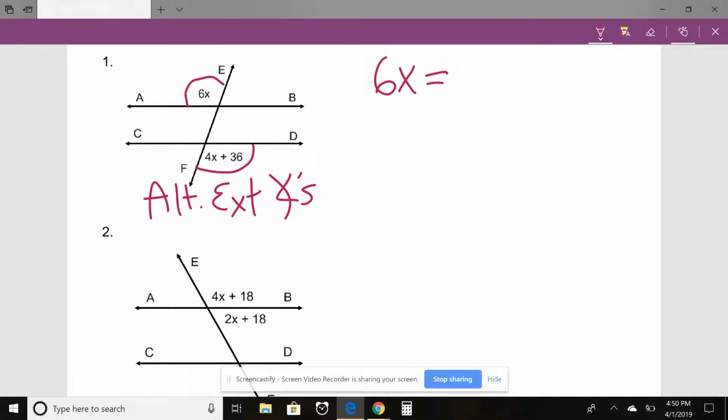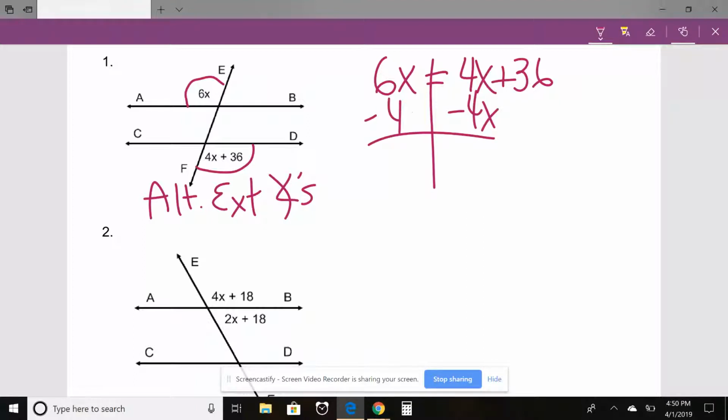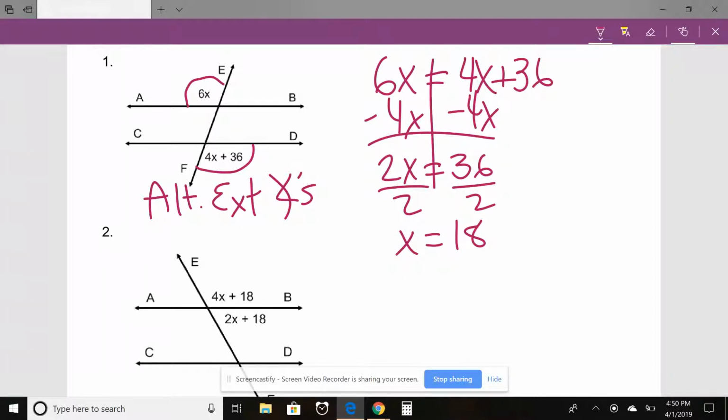6x minus 4 equals 4x plus 36. Then we're going to solve for x. So we get 2x is 36. Divide both sides by 2, and we get x is 18. All right. Now, once you're done figuring out what x is, you got to plug it back in to see what the angle measure is.